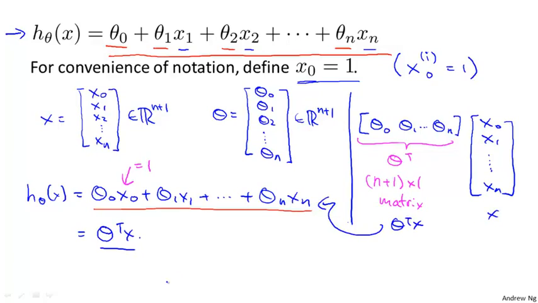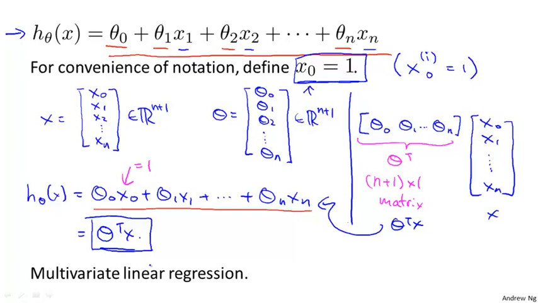This gives us a convenient way to write the form of the hypothesis as just the inner product between our parameter vector theta and our feature vector x, and it is this little bit of notation, this little extra bit of notational convention that let us write this in this compact form. So that's the form of our hypothesis when we have multiple features. And just to give this another name, this is also called multivariate linear regression. And the term multivariate is just maybe a fancy term for saying that we have multiple features or multiple variables with which to try to predict the value y.